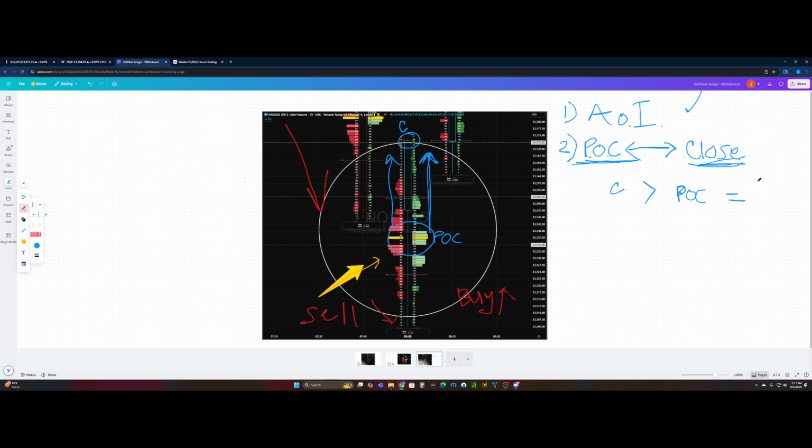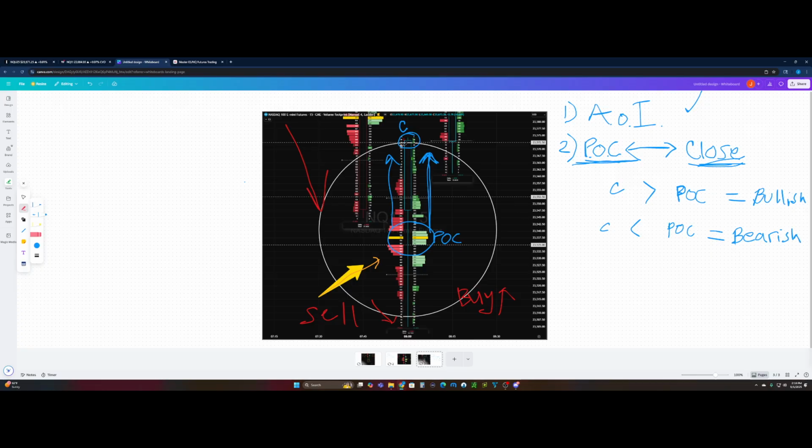This is not a trade signal. I want to emphasize that point. It's just a sign. It's like a red flag or a green flag, whatever you want to call it. This is bullish. Now, if the close is less than the POC, which means that it is below the POC, this is going to give me a bias of bearishness. Bearish.